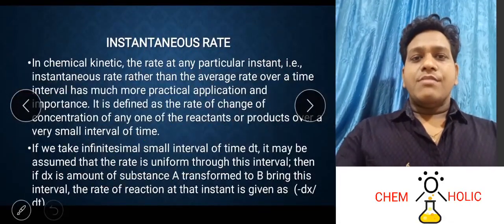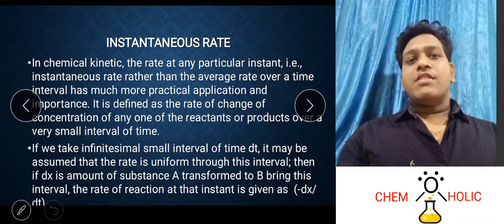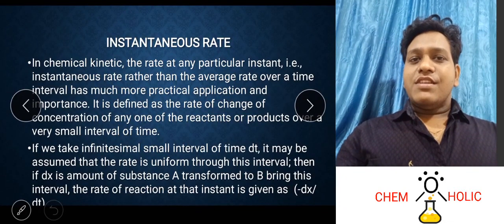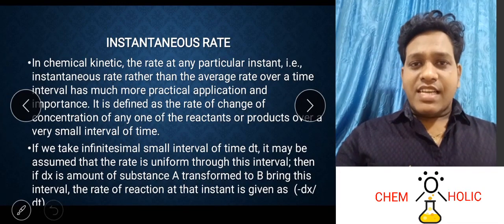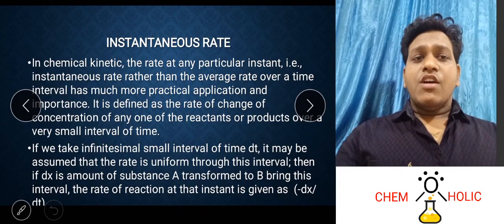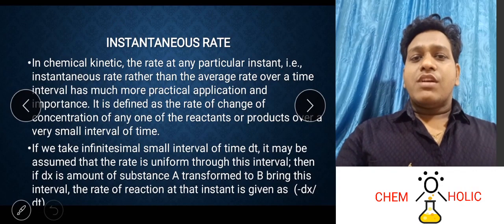Okay, one more topic comes, that is instantaneous rate. Now we have discussed the average rate in detail. Now let's go ahead with instantaneous rate. What is instantaneous rate? In chemical kinetics, it is the rate at any particular instant, rather than the average rate over a time interval. So we are finding the rate at every instant, every after 1 second, after 1 minute, continuously.